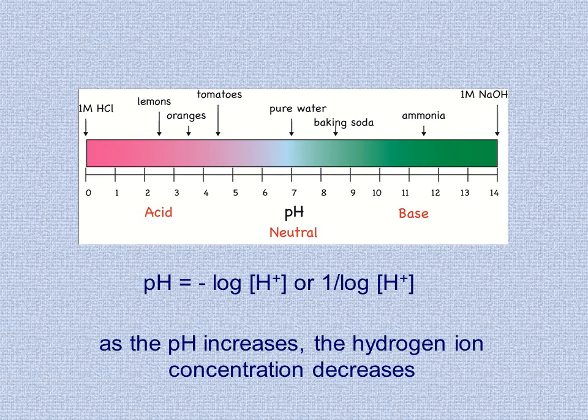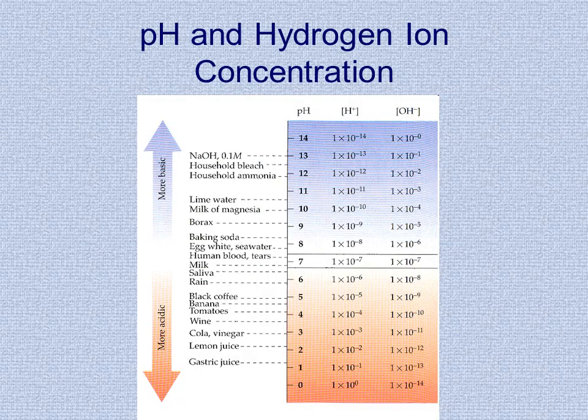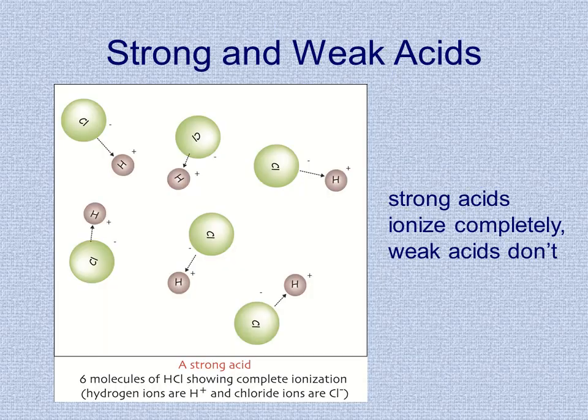And it's defined kind of weirdly. It's the negative log, or 1 over the log to the base 10, of the hydrogen ion concentration. So what that means, since this is a mathematical expression, as the pH increases, the hydrogen ion concentration decreases. So the higher the pH, the lower the hydrogen ion concentration. And you've got some examples in the diagram there of the pH of lemon juice, tomatoes, pure water, so forth. And here's some other examples of different solutions, egg whites, human blood, rain, so forth.